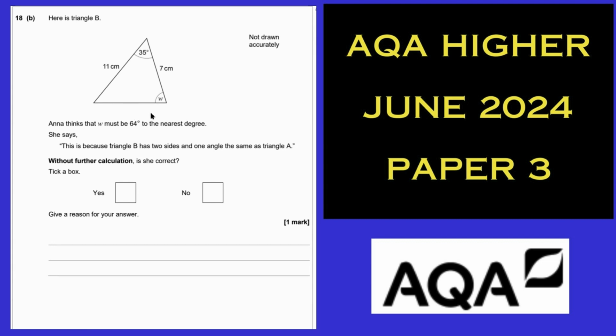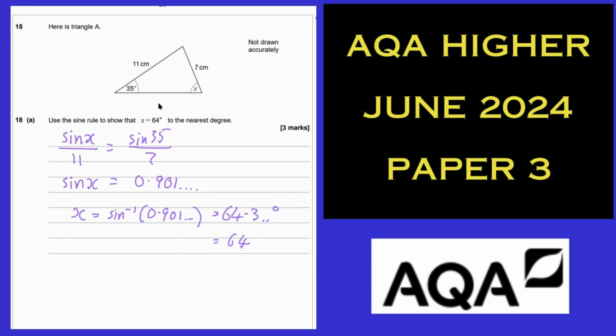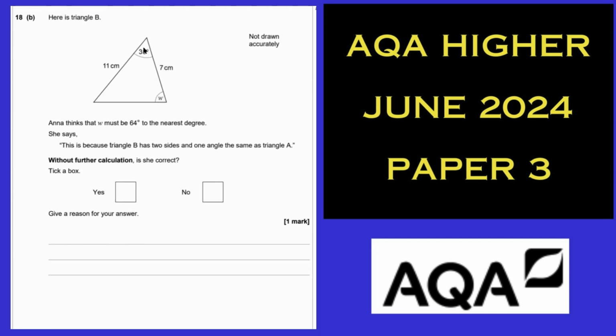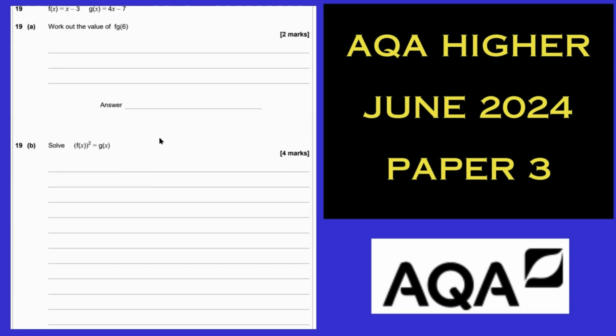What's going on here looks very similar. I'm afraid not, folks. Take a good look at it. The 7 is opposite the 35. It's not here, it's adjacent. So without further calculation, is Anna correct? No, because the triangles are not congruent. None of your side angle or that malarkey are true. So stick that. I put A and B aren't congruent. Any words to that effect. Certainly don't be filling 3 lines, because if you have, you've wasted time.